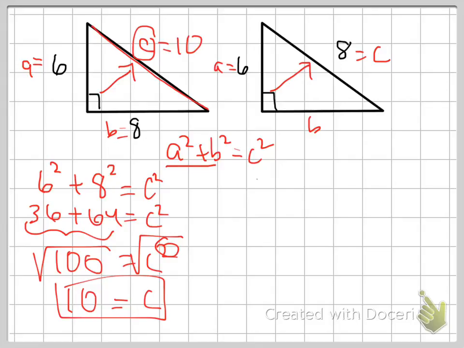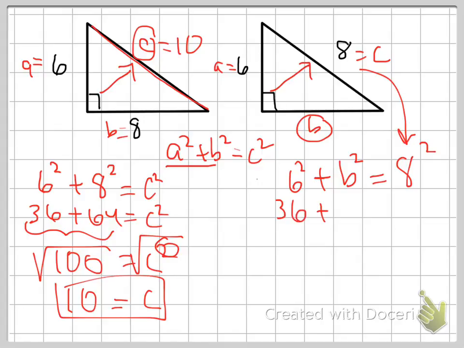Now let's look at the triangle on the right. Here, my A is still 6, so I'm going to put 6 squared for my A squared. But I do not know what B equals, so I have to leave that one as B squared. I do know that C is 8, so I must put in the number for C as 8 squared. Now we're going to do 6 squared again, which we already know is 36. I do not know B, so it must stay a variable, and 8 squared is 64.